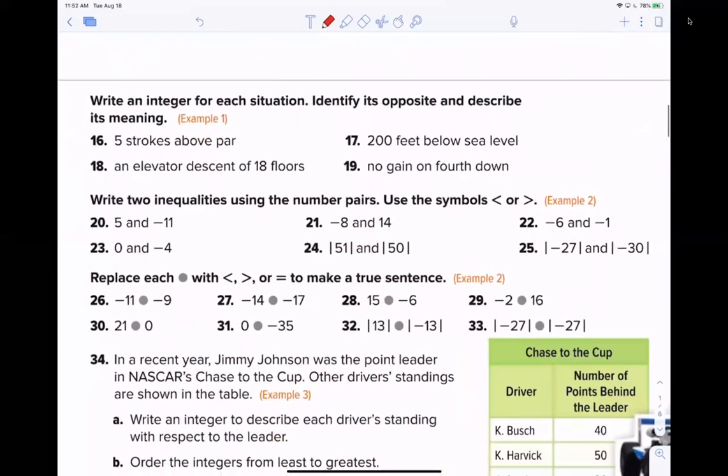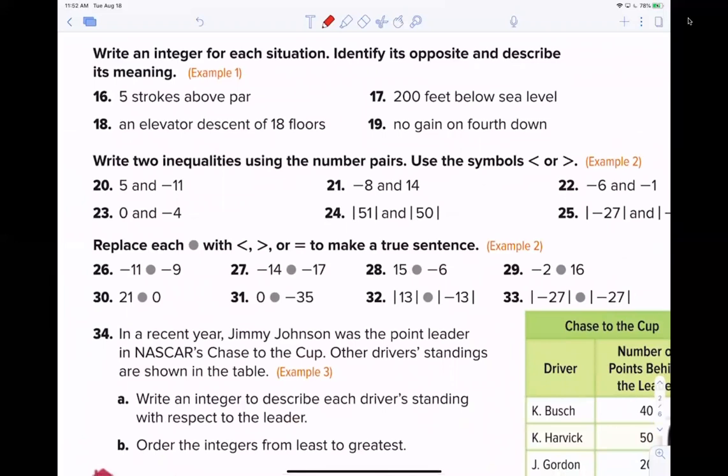Now we're on 16. Now you have to describe it if it's positive or negative. Next. Positive. Right, so you would say positive what number though? Good, positive 5. 17, -200. Negative 200, beautiful. 18, -18. Negative 18, wow. All right, 19, Cole. What does no gain mean? What number? Nothing, 0. 0, there you go, buddy. Easy as that. Okay, now we're back at the top.